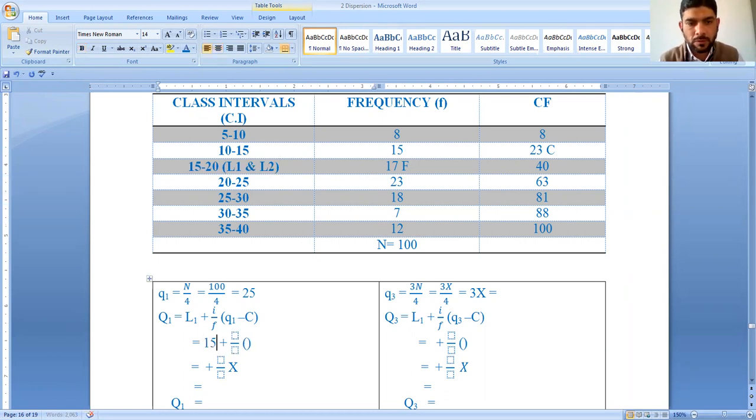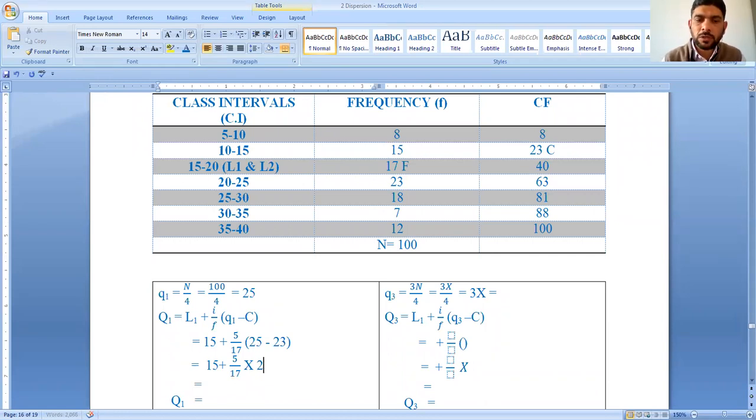L1 is 15 plus i upon f. i is the difference between the class interval, that is 5 upon f. f is the frequency, and we have 17. Now small q1, that is 25 minus C. C is 23. Again 15 plus 5 upon 17, into 25 minus 23, that is 2.